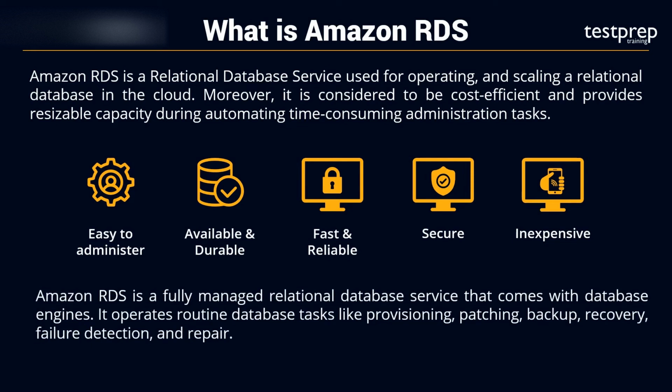Amazon RDS is a fully managed relational database service that comes with database engines. It operates routine database tasks like provisioning, patching, backup, recovery, failure detection, and repair. Moreover, it makes it easy to use replication for enhancing availability and reliability for production workloads.